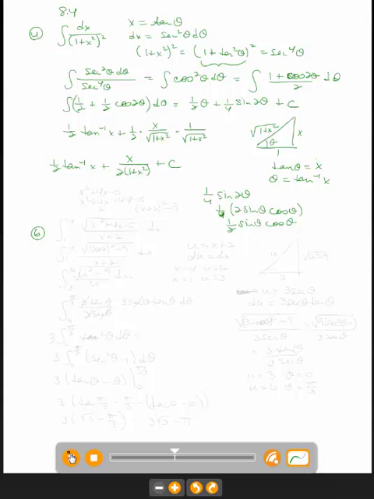A secant substitution. This is one we haven't done yet. So 1 to 4. Oh, look at this mess.